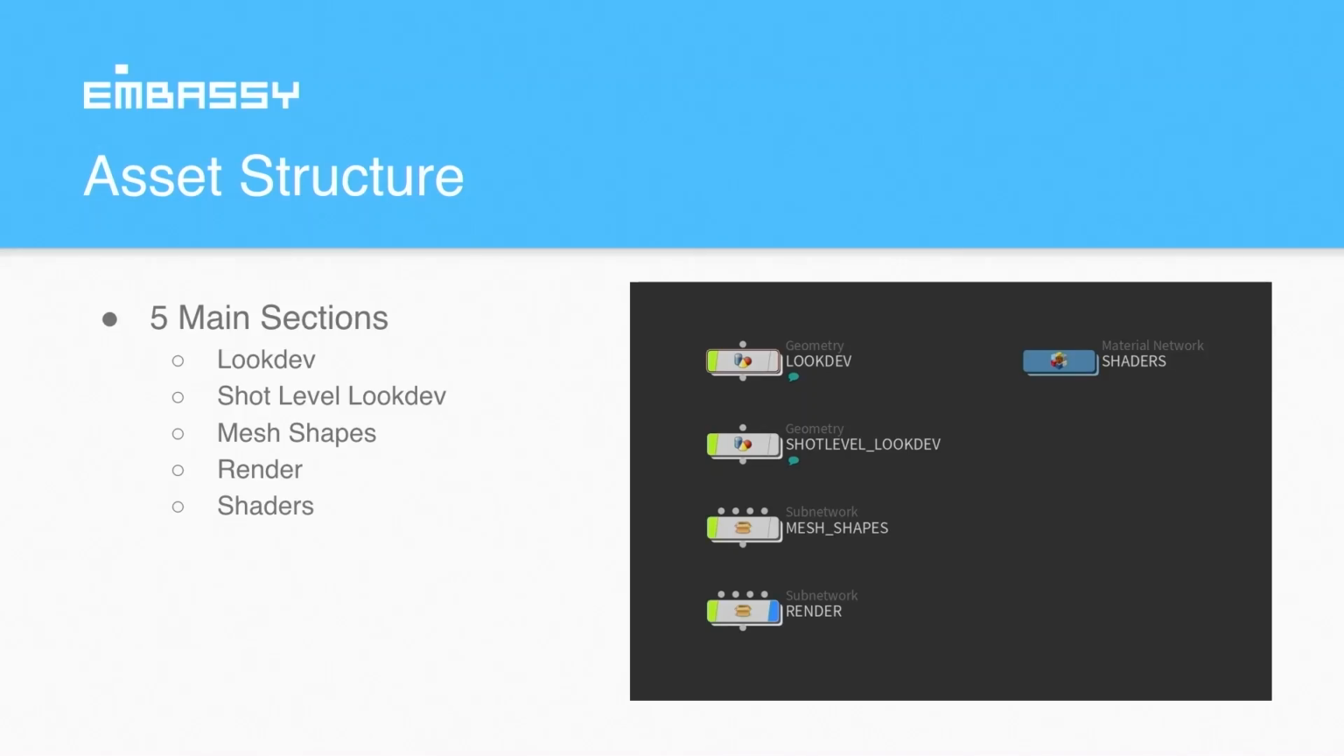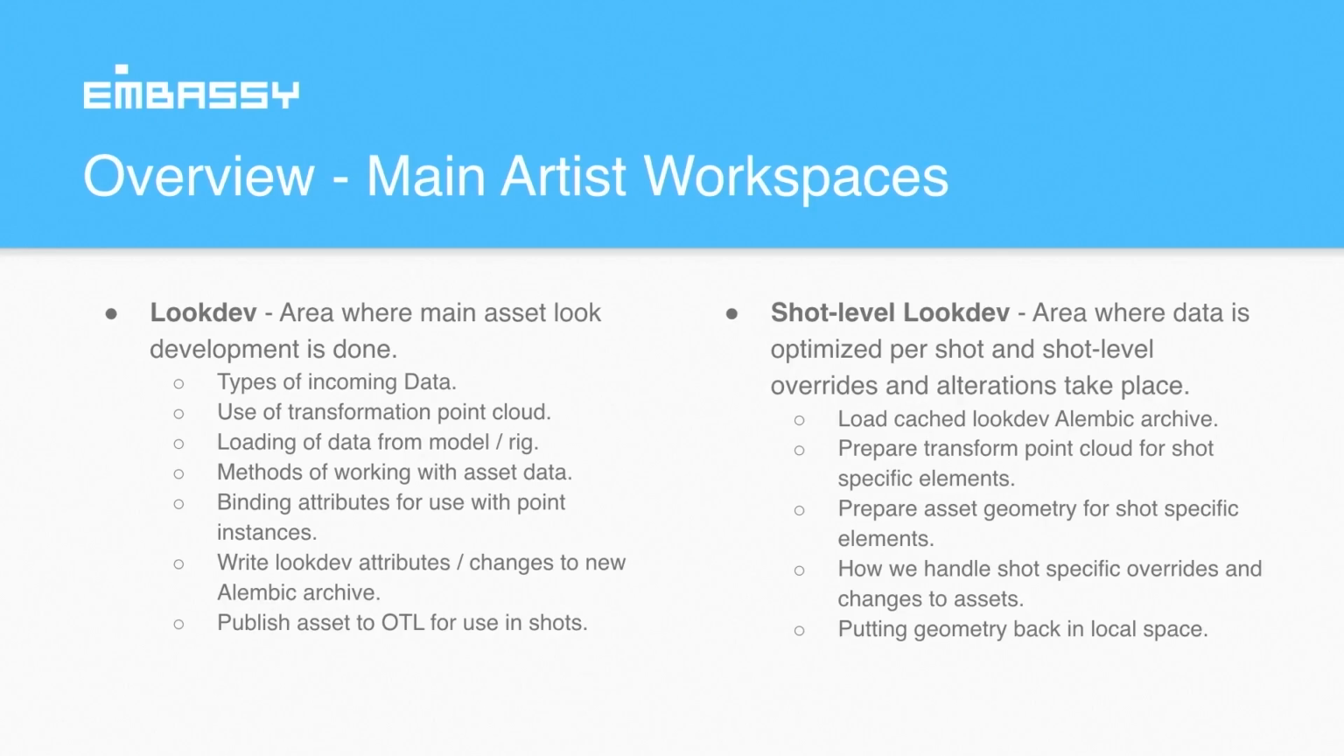All right. So first I'll go over our asset structure. There's basically 5 main areas inside of each asset. One is where the artist does the look dev. Then there's the shot level look dev area where you can make shot-based changes and overrides and all that stuff while maintaining deferred load geometry. Then there's the mesh shapes, which is basically an area that, well, I'll go over this here, sorry.